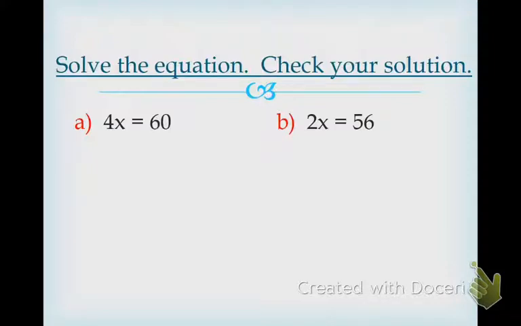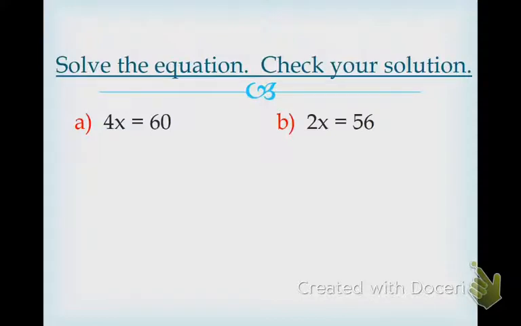4x equals 60. What does it mean if I have a number and a variable right next to each other? What sign is technically there? Multiply, okay? So I'm multiplying those together. Identify the variable. X. What do I need to get rid of to get x all by itself? 4. What about 4? Add 4, subtract 4? This says to multiply 4. So what's the opposite of multiply by 4?